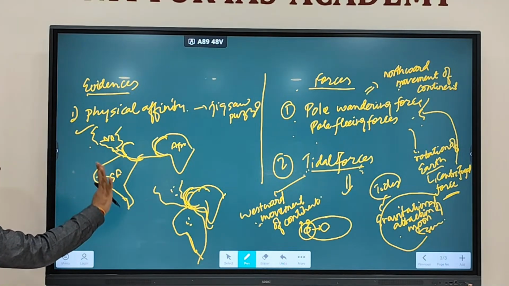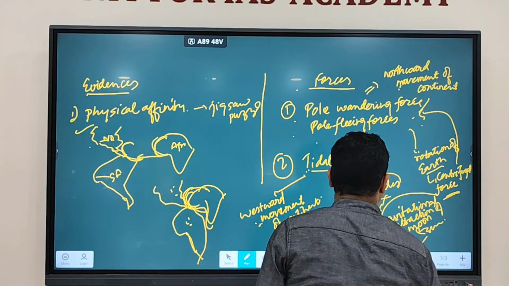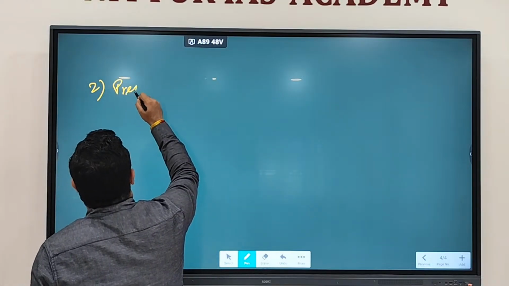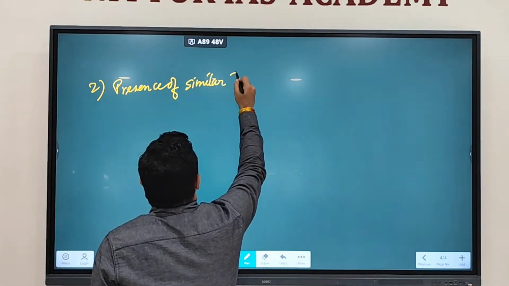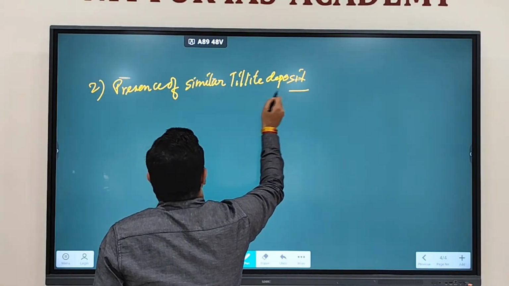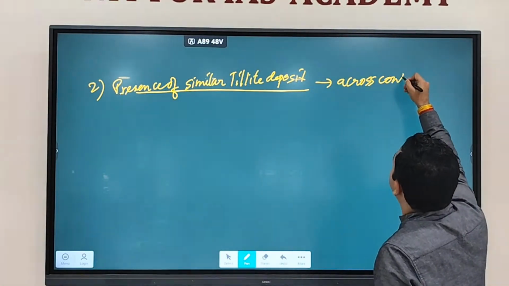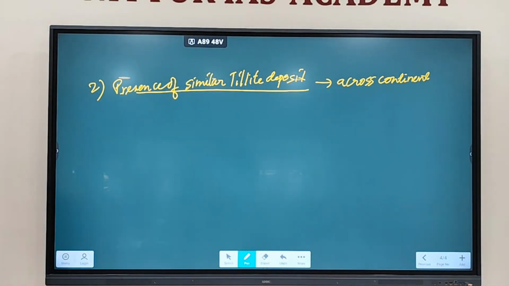So one evidence we have talked about is physical affinity. The other evidence that he is giving is that there is a presence of similar tillite deposits across continents. This is the second evidence he is talking about. Clear? What does tillite mean?